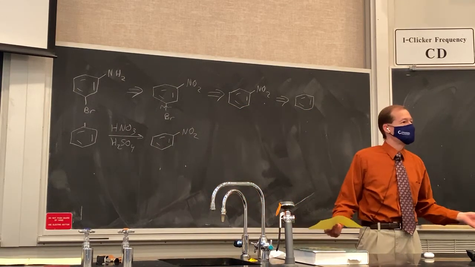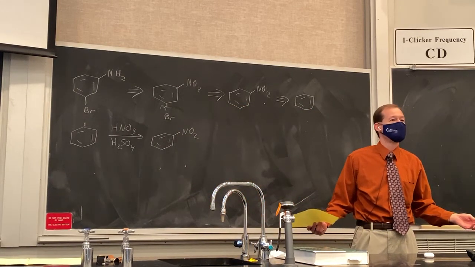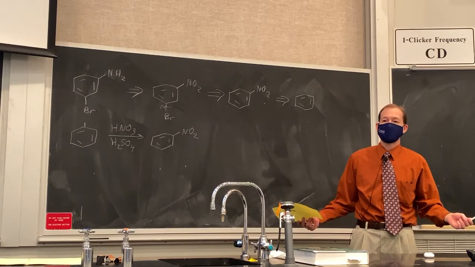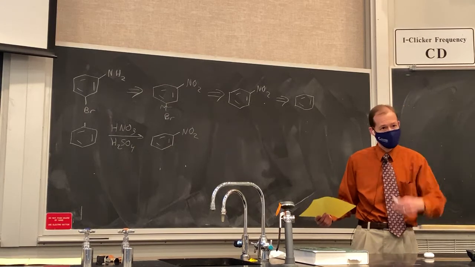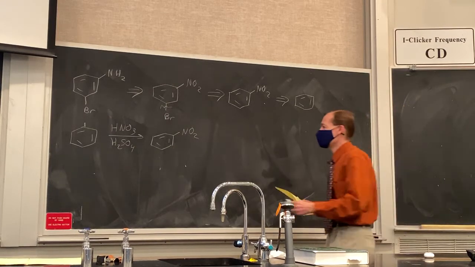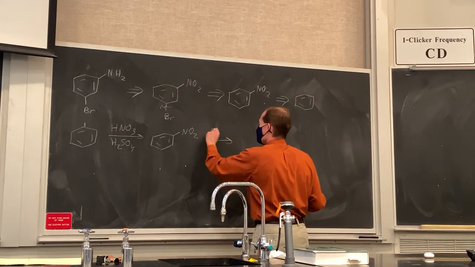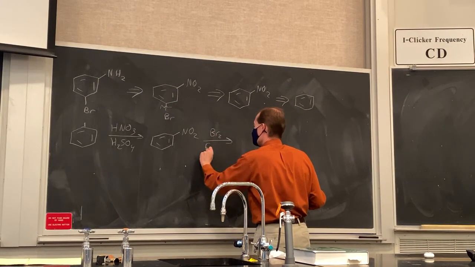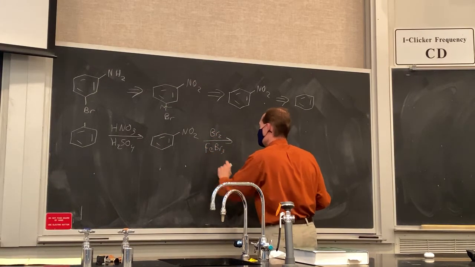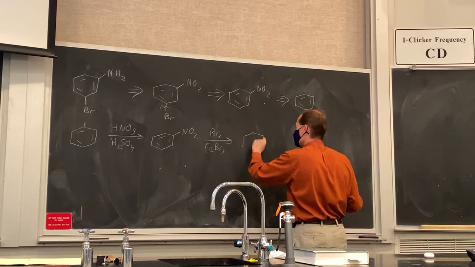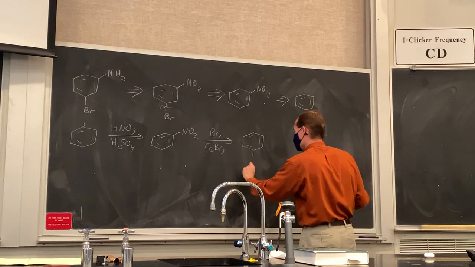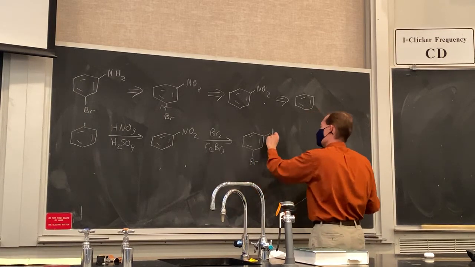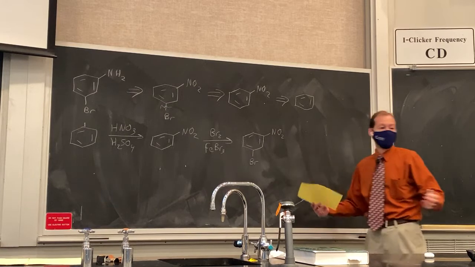All right, what do we do next? What's our next reaction? Okay, Grace? Okay, we need to brominate next. And we accomplish that with bromine and iron tribromide. Okay. As we mentioned, our nitro group is a meta director. So that bromine is going to end up meta to the nitro group.